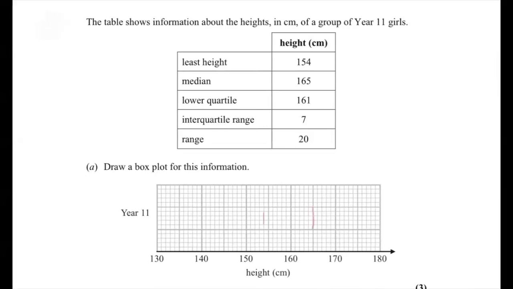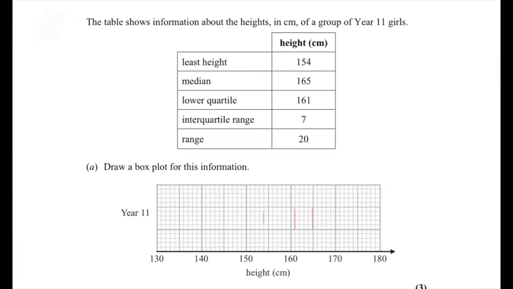We've then got our median for 165. Notice how I make that line just a little bit bigger. They're not too fussy about the lengths of the line, but always make that middle box a bit bigger is my advice. Our lower quarter is 161, so we pop that on.